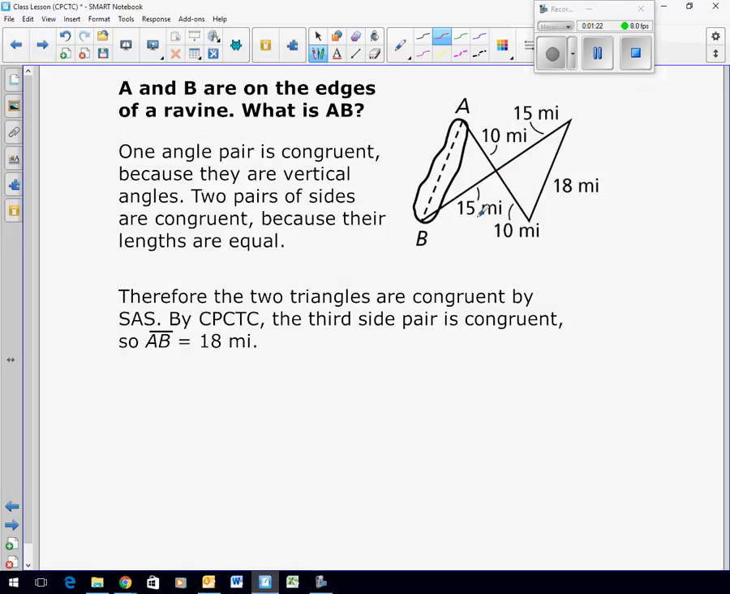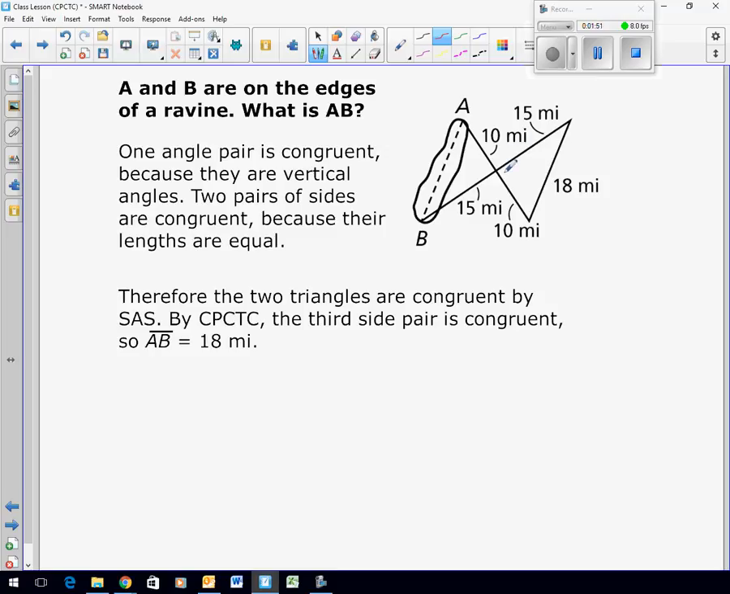All right, let's take a look at it. No, don't write it. Just look. A and B are on the edges of a ravine. What is A to B? Well, first we got to think about this. It's 18. That's great, and that answer will give you about 25% credit, because you've got to write the full answer to get full credit.